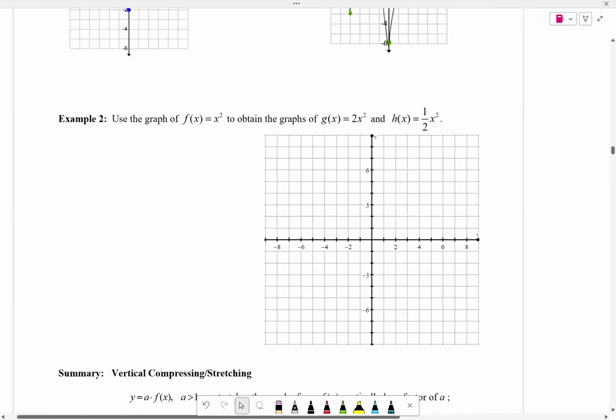Okay, so use a graph of f of x equals x squared to obtain the graphs of 2x squared and 1/2 x squared. Okay, so we know what x squared looks like. I'll put as many dots as I can for this. Up 3, then up 1, 2, 3, 4. Oh, just barely. This is going to be a dashed parabola.